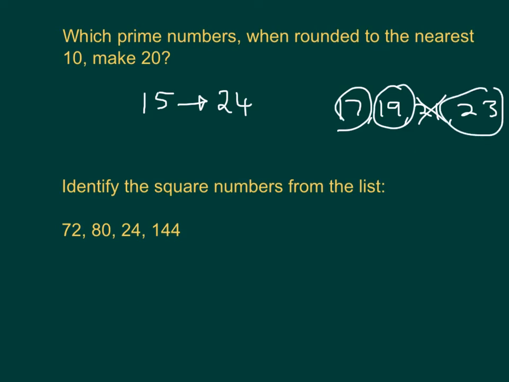Now for the second question, I would check square numbers that will be close to the ones that I'm given. 8 8s are 64, 9 9s are 81, and that means 72 can't be, and 80 can't be. Similarly, 5 5s are 25, so there's no way that 24 can be either. But 144 is, because 12 times 12 is 144.